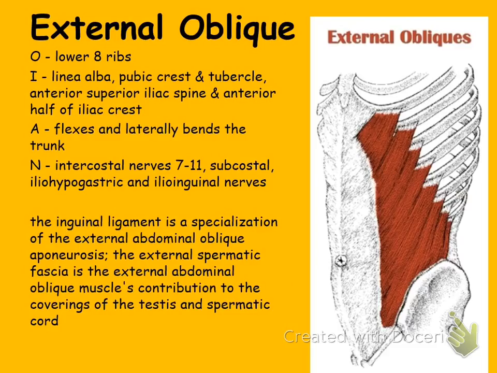So it originates on the lower 8 ribs. What ribs were those? Would those be true ribs or false ribs? False ribs, right? It inserts then on the linea alba, the pubic crest, and the iliac crest. So all the way from the anterior superior spine all the way up into the iliac crest is where it inserts. So we're pulling it downward.